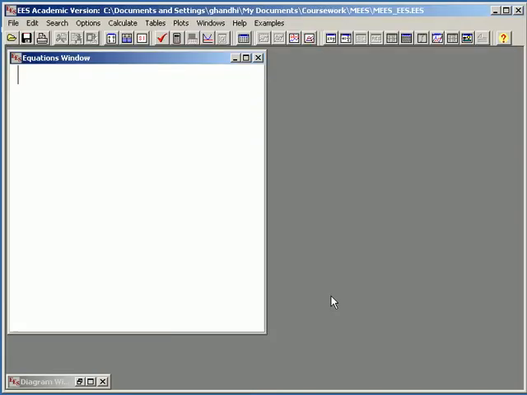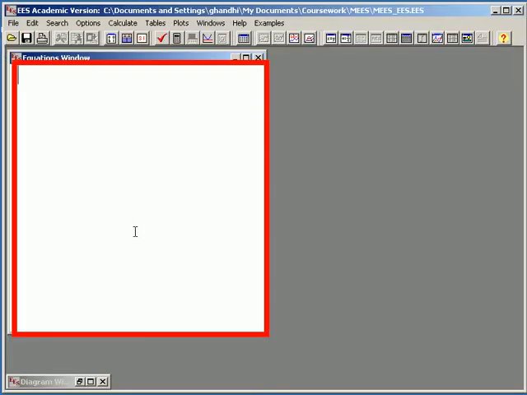So if we go on and start looking at this, in order to enter equations, of course you need to type them somewhere, and that is the equation window that I'm in right now. So if I give it a simple set of equations, so x plus y is equal to 6, and 2 times x plus 3 times y is equal to 2.